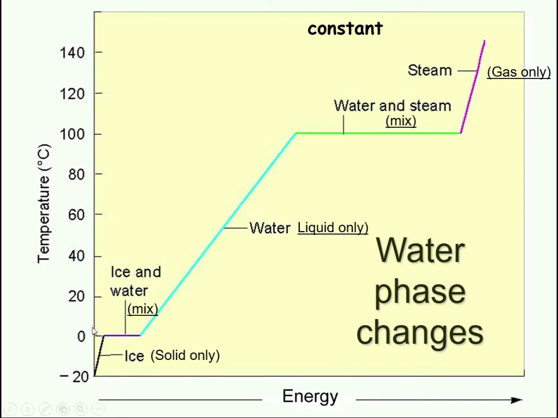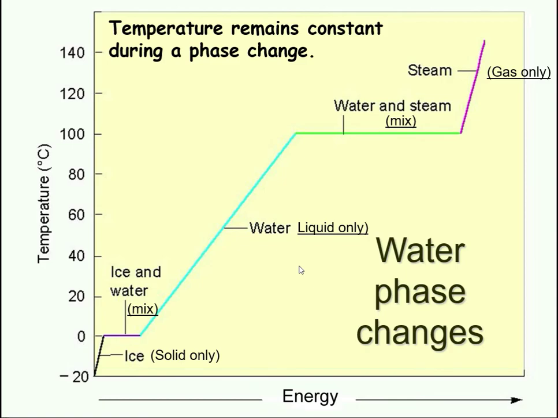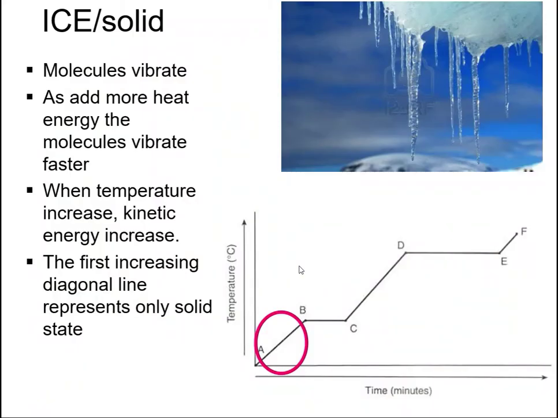So during these flat portions of the graph, during the melting and during the boiling, you have two phases present. During the melting, you have solid and liquid together, and during the boiling, you have liquid and gas together. But through all these slope sections, you only have one phase present, whether it be just the solid, just the water, just the gas, in which case each one of those is going to increase their temperature as you increase the energy. So the temperature remains constant during a phase change.